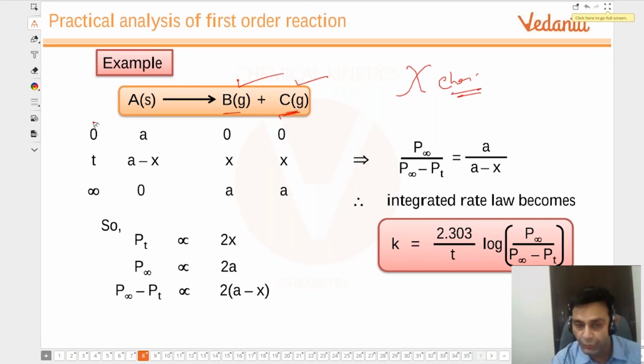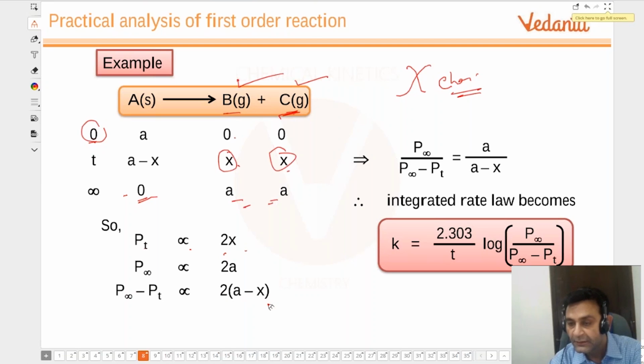So at time zero, I don't have B and C. At time t, I have an x here. At infinite time, A is not totally zero, but A formed here, right? So pressure at time t is directly proportional to 2x. Getting me? And pressure at infinite time is directly proportional to 2a. So P infinity minus Pt is equal to 2a minus x.